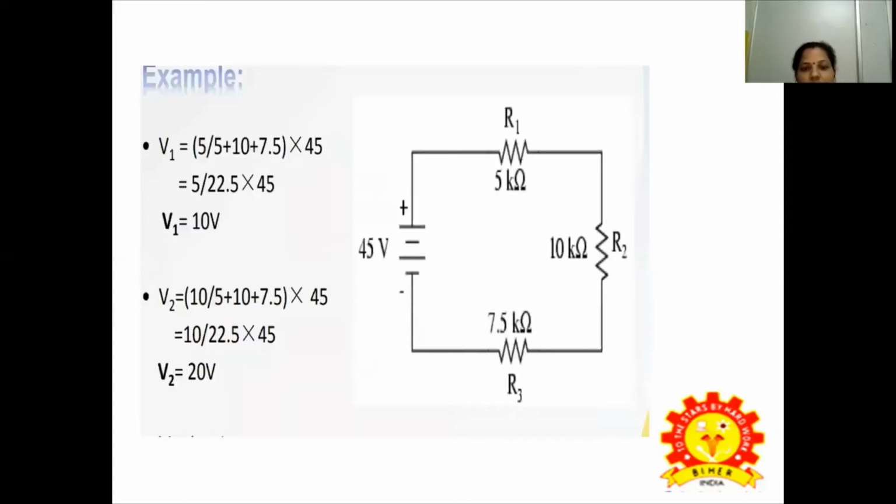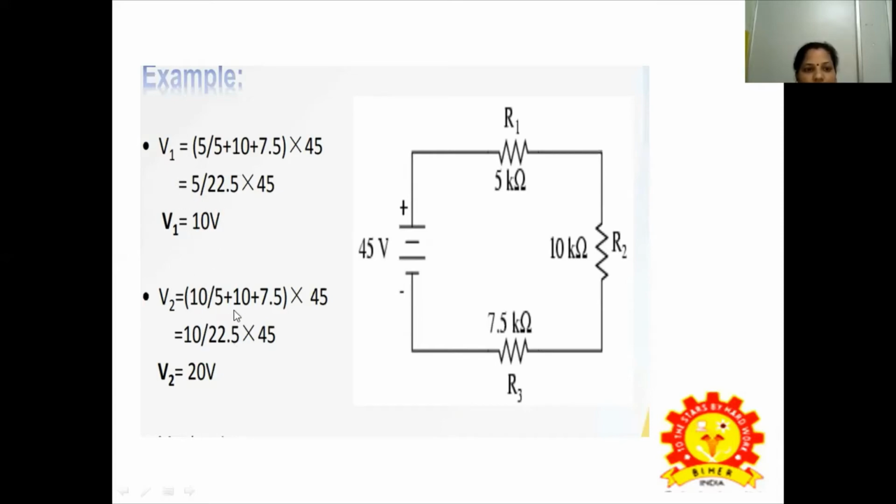Now an example of the voltage divider rule. V1 equals R1 divided by R1 plus R2 plus R3, into the total voltage. So V1 equals 5 divided by 5 plus 10 plus 7.5, into 45 volts, which gives a V1 value of 10 volts. Now for V2, you have already found the V1 value.